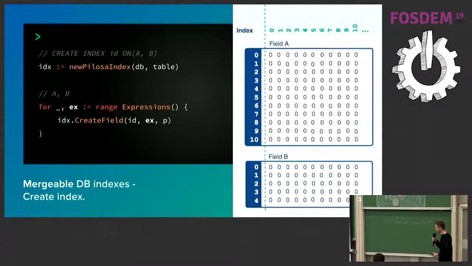So how does this merging work? Let's start from scratch. You have to create the index. First you have this huge Boolean matrix, and let's assume that we want to create the index on columns A and B. So you create the index, then you iterate through all the expressions A and B, and for each of them you create the field. Let's assume for simplicity that it's just one partition, and it's still the same index ID. So you create two fields, and you have this huge matrix full of zeros.